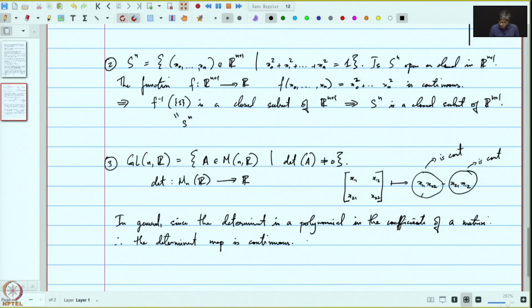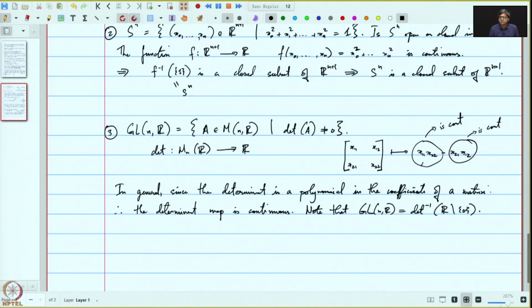right? And now note that GLN is simply the determinant inverse of this subset R minus 0, right? So determinant is continuous, and as R minus 0 is open, right? So this implies GLN is an open subset of MNR.